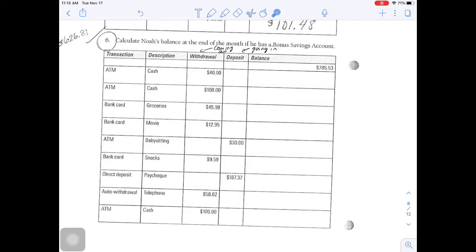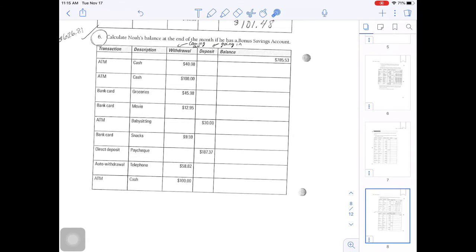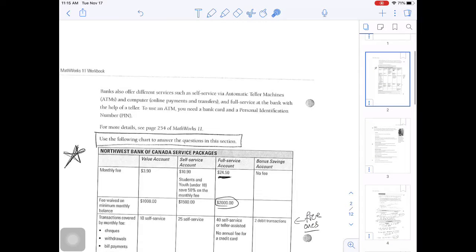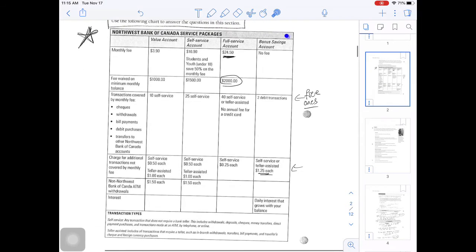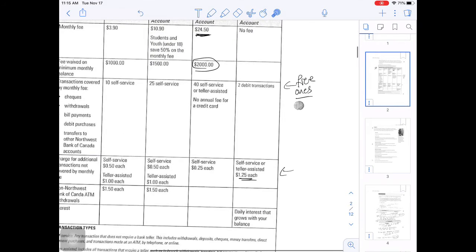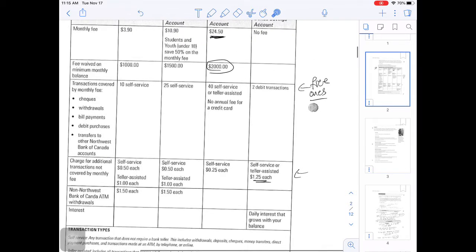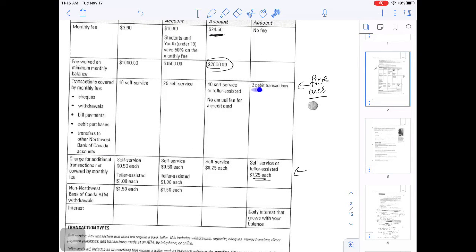Now, recognize we're using a bonus savings account. So what does that mean? That means we are going to be using all of this information here. Okay, so first off, we have no monthly fee, which is great, but that means there's a few things about it. We only get 2 free debit transactions. Okay, so we have to be aware of, as soon as we're done 2 debit transactions, we no longer get them for free. Each of them will cost $1.25 after that.